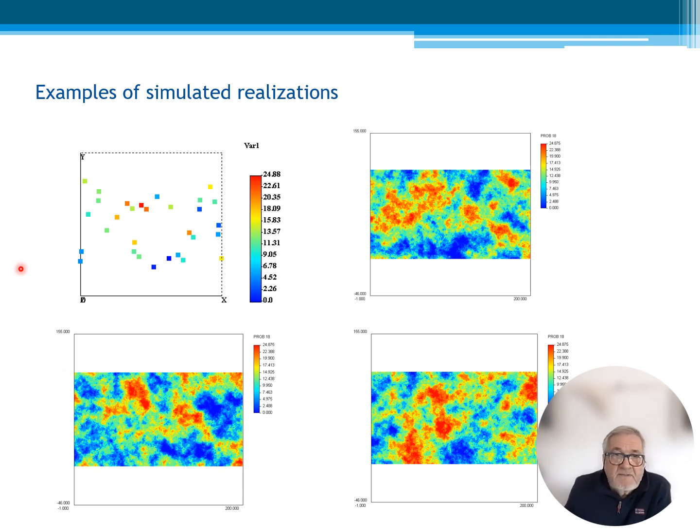These are examples of simulated realizations, no matter whether it is SGS, sequential Gaussian simulation, or direct sequential simulation. It is a 2D representation, for example, of soil sample data, and those are realizations of this variable here, the soil contaminant, porosity, whatever.